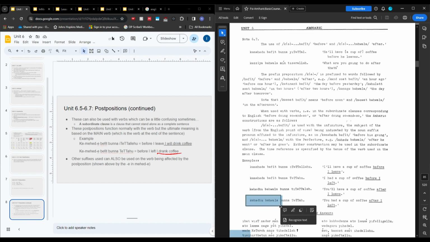Kahedhu bohala. So this is meant to be after my leaving. Bunna et a. So actually, this is supposed to be saying, I would start backward and it'd be like you male drank coffee after I left. You had a cup of coffee after I left.